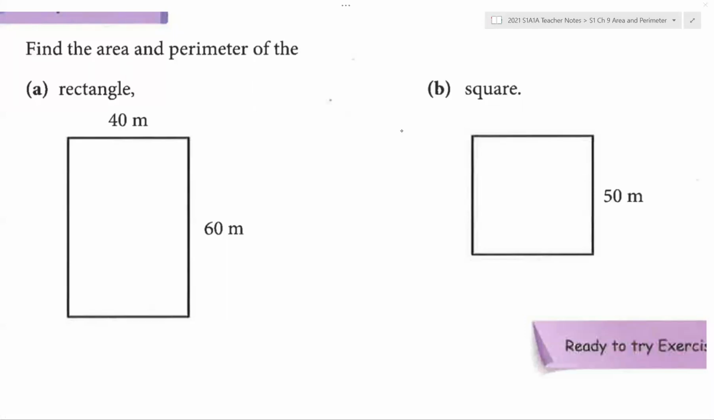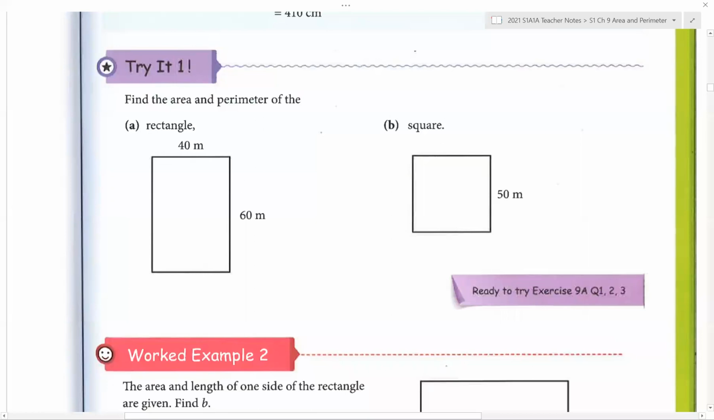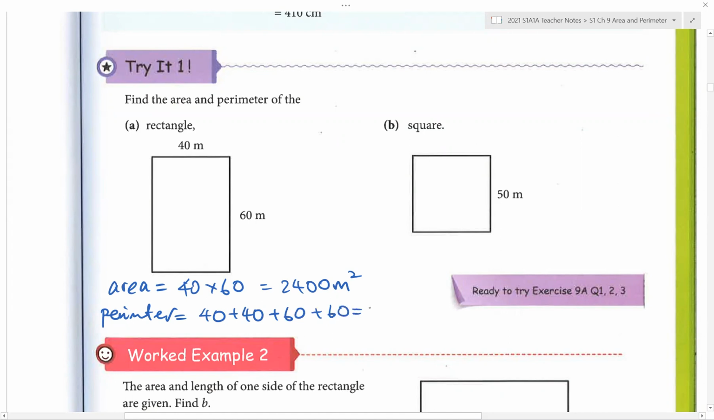Area for the rectangle. First, find the area. So you have to write down area equals to. Did you write that? Area equals to. If you didn't, then I'll be wondering, hey, is he finding area or perimeter? If I have to guess, I will surely guess wrongly. 40 times 60. So you get 2400 square meters. Perimeter will be 40 plus 40 plus 60 plus 60. So that gives us 200 meters.